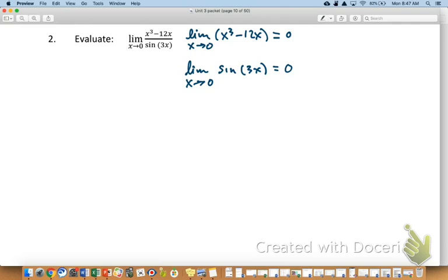Okay, so I noticed that some of you guys wrote something like L'Hopital's condition met, something like that. That's awesome.